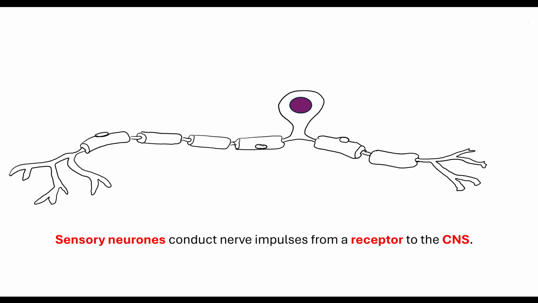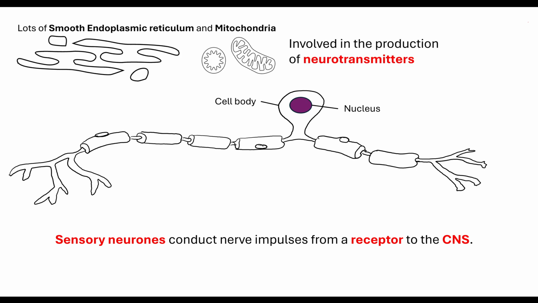So let's start with the sensory neuron then. Now the sensory neuron is going to conduct the nerve impulse from a receptor to the central nervous system, and it has got some key features that we're going to identify here. And the first one is the cell body. So the cell body is identifiable because that's where we'll find the nucleus. What we also know is within the cell body there are lots of smooth endoplasmic reticulum and mitochondria, and that's because they're involved in the production of neurotransmitters. And I have done a whole video on the synaptic transmission, so do check that one out.